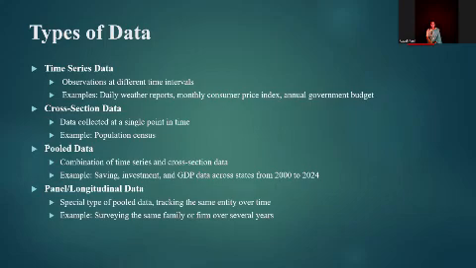Fourth one is panel or longitudinal data. This is a special kind of pooled data that tracks the same subject over multiple time periods. Imagine a medical study that follows the same group of patients over 5 years. Panel data helps us understand how things change at the individual level over time, making it valuable for tracking long-term effects. These four types provide different angles for understanding patterns and relationships in data. Picking the right one ensures you are asking the right questions.